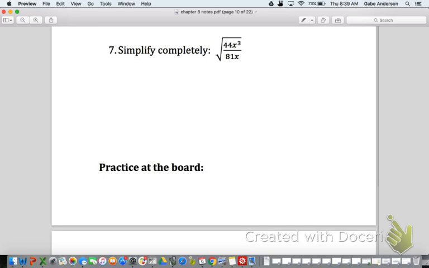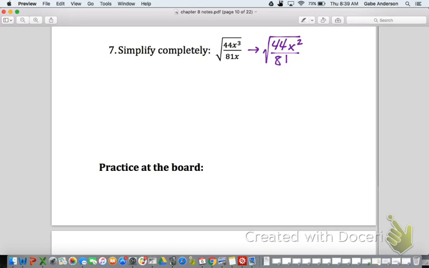Yeah, the x's. Do you see how there's an x cubed in the top and an x to the first in the bottom? Couldn't we just subtract our exponents? So I think I would rewrite this before I did anything else as 44x squared over 81.